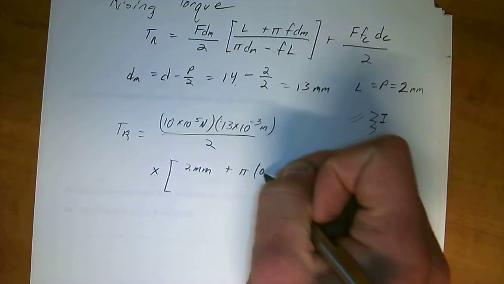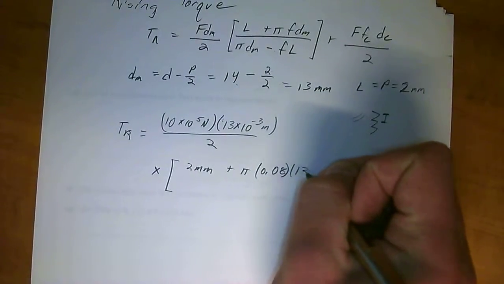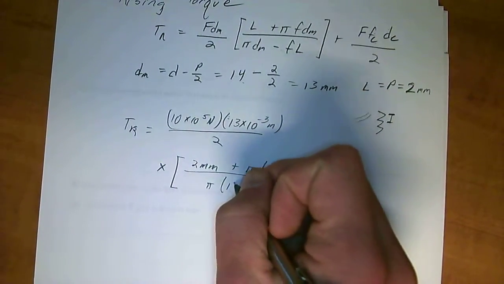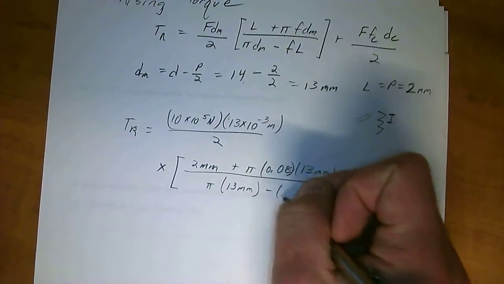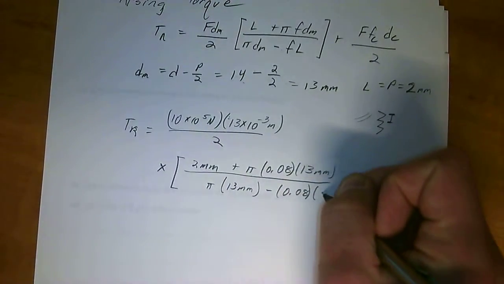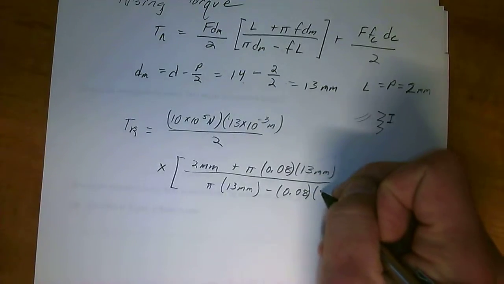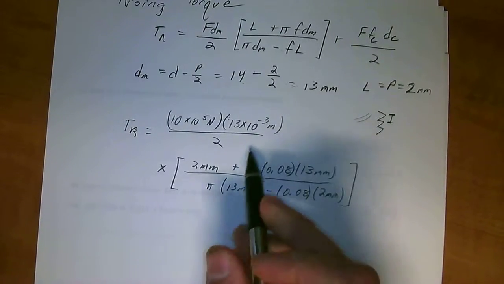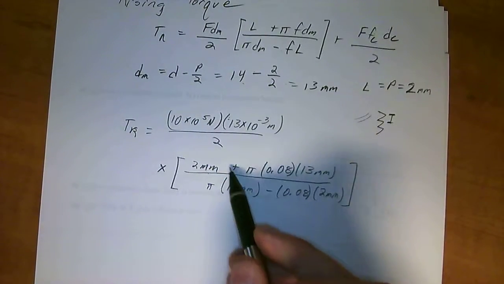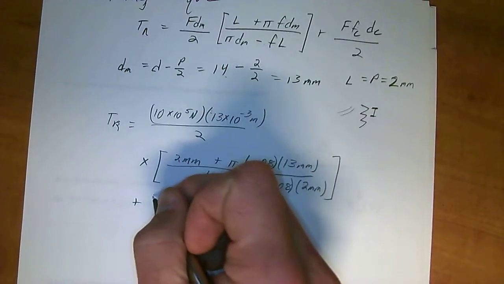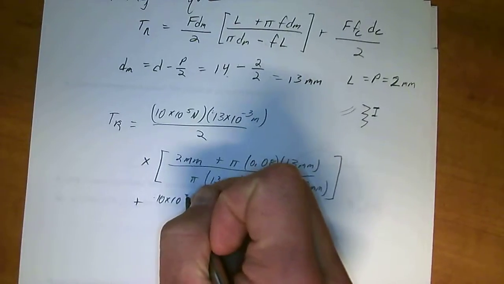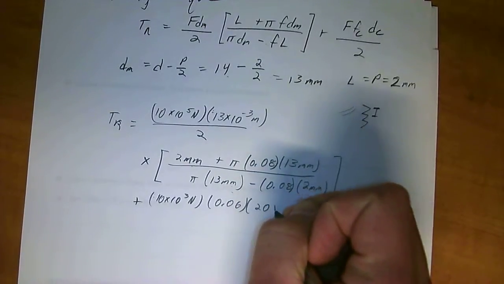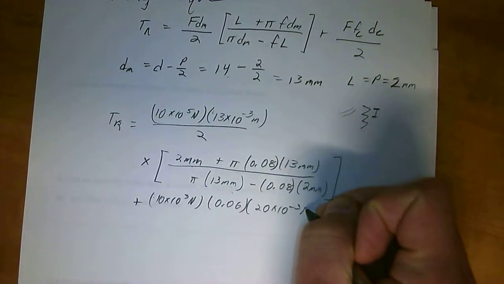plus pi times 0.08 times 13 millimeters, all over pi times 13 millimeters minus 0.08, both given, the friction coefficients given, times 2 millimeters. And as you can see, I didn't convert these millimeters to 10 to the negative 3rd because they cancel out, top and bottom of the equation, plus 10 times 10 to the 3rd newtons all over 0.06 times 20 times 10 to the negative 3rd.